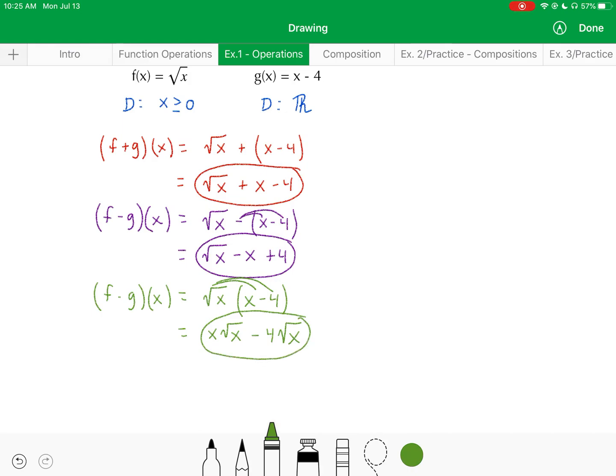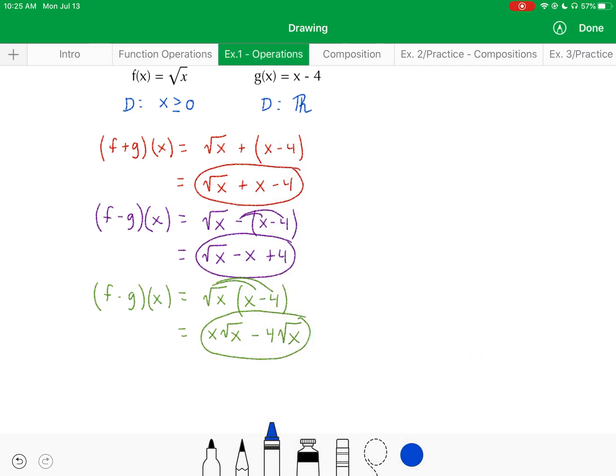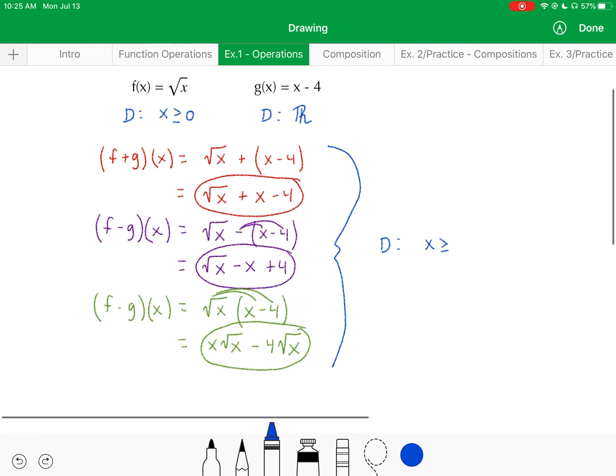All right, now the domain for all three of these should be the same. Okay. These are all going to have a domain that is the overlap of the two original functions' domains. Well, that's really simple to find in this case, since the domain of g is all real numbers. The overlap between the two is going to be the domain of f, which is any number greater than or equal to 0. Okay.